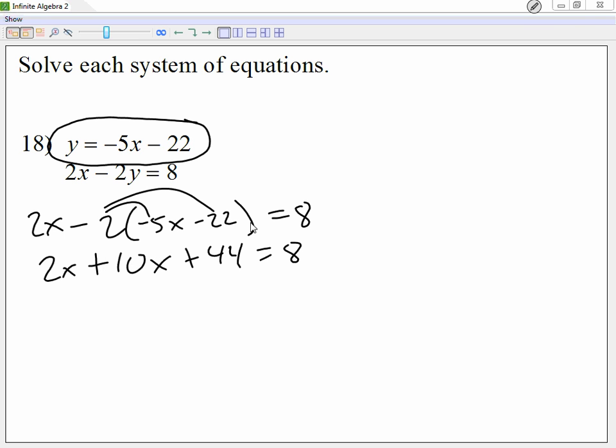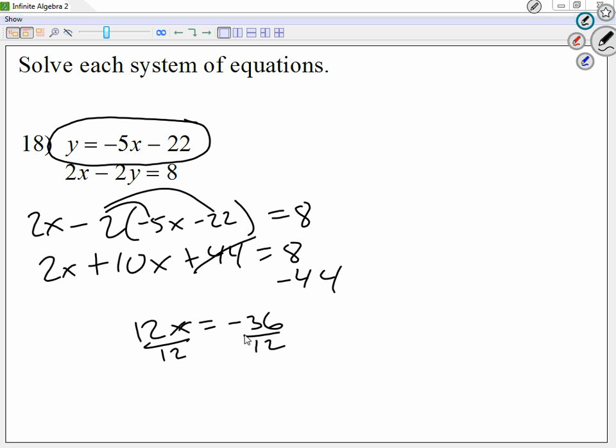Letters on one side, numbers on the other, so the plus 44, let me move this as a minus 44. So on the left, 12x. On the right, 8 and a negative 44, that's negative 36. Divide by 12. So x equals negative 3.